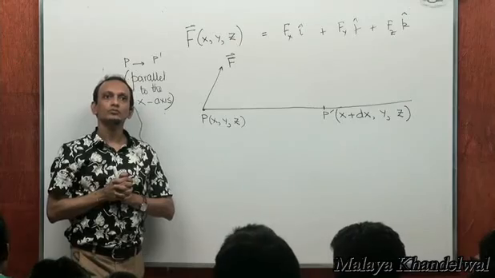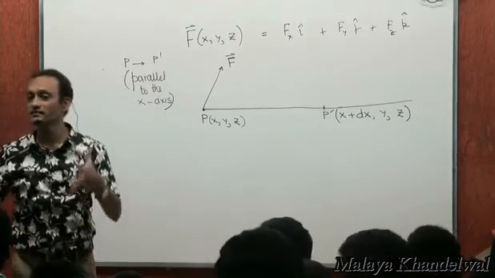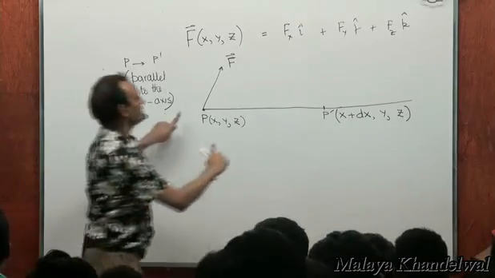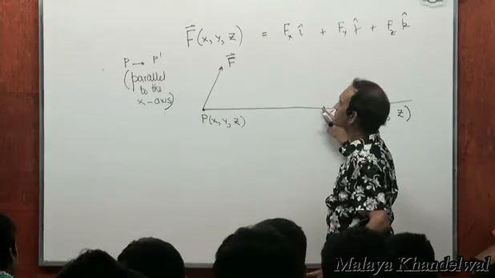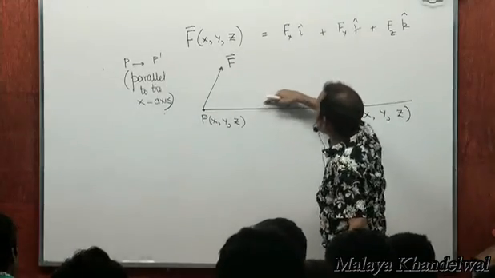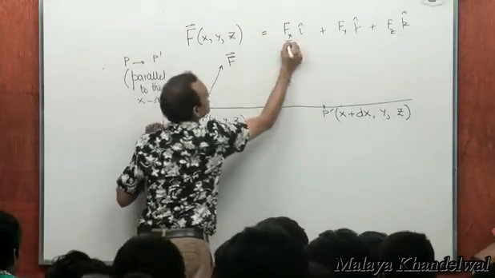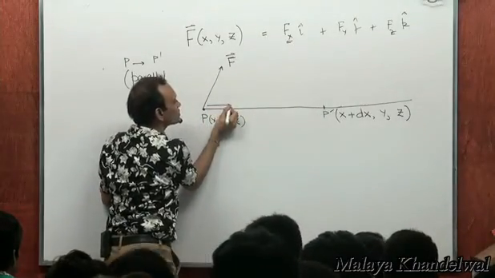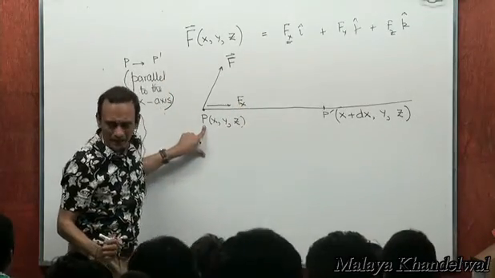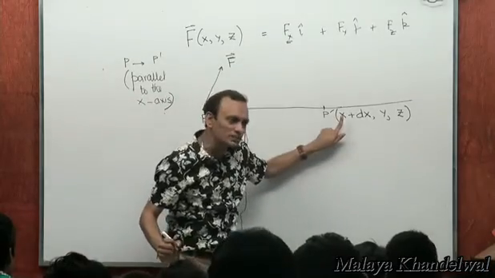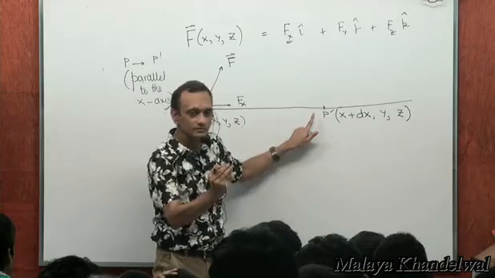Now, this is a very small amount of displacement dx. It looks large. Don't get misled by that. Small. Right? Dx. For this very small displacement, the component of the force in the x direction will not change. What's the component of the force in the x direction? Fx is the component of the force in the x direction. It remains what it was at P, practically what it was at P. For this infinitesimally small displacement in the x direction, the x component of the force remains Fx.